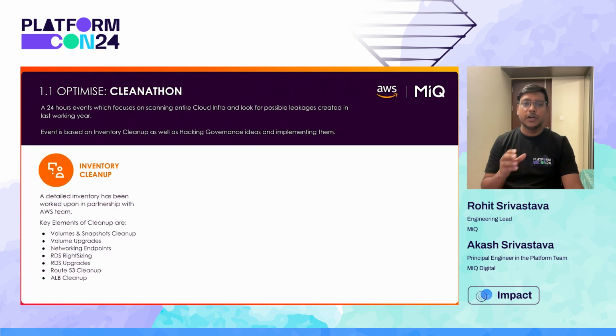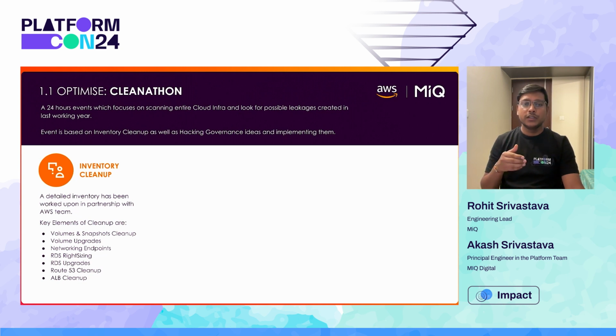Under inventory cleanup, we partnered with the AWS team to create a detailed inventory of the resources that can either be cleaned up, right-sized, or modernized. When it comes to cleanup, an example would be a volume that has not been attached to any EC2 instance for the past 1 year. That volume is something that we can definitely delete.